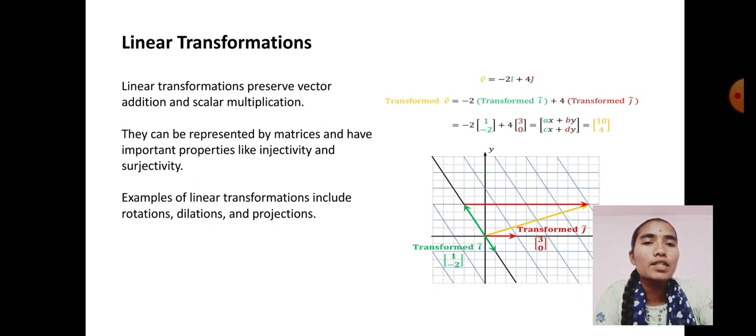Linear transformation. Linear transformations preserve vector addition and scalar multiplication. They can be represented by matrices and have important properties like injectivity and surjectivity. Examples of linear transformations include rotations, dilations, and projections.